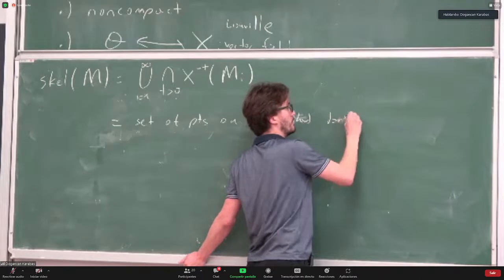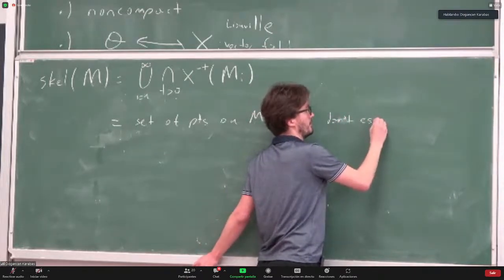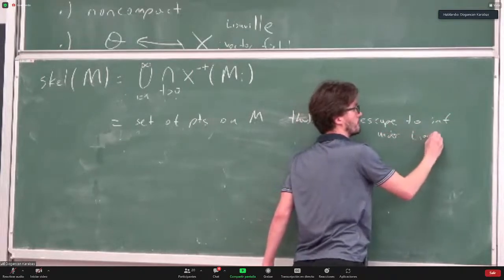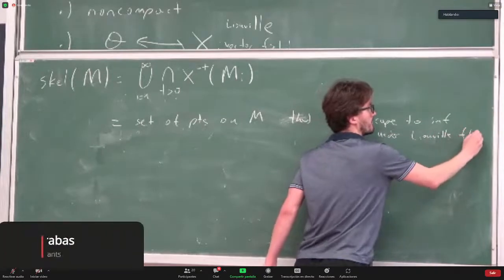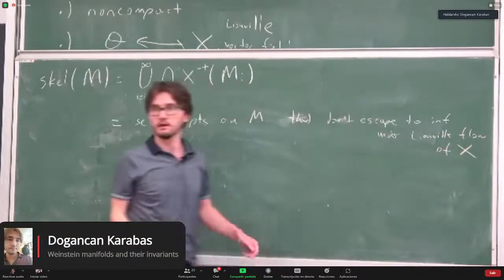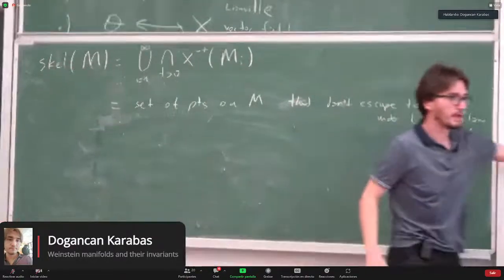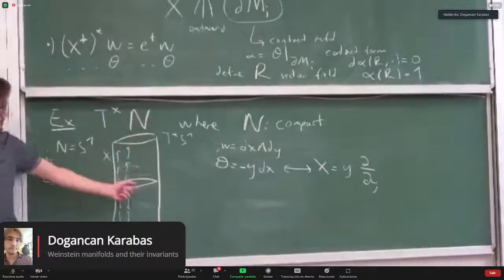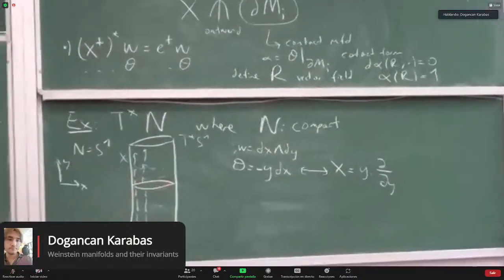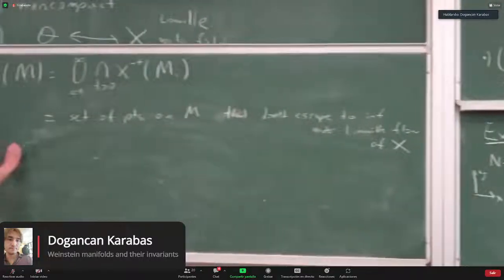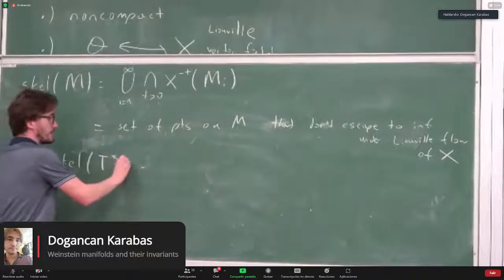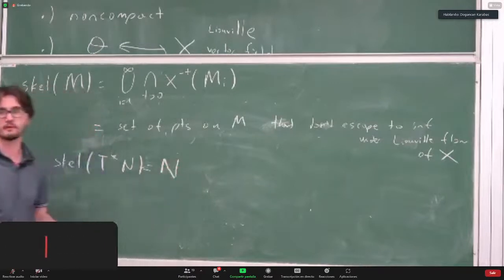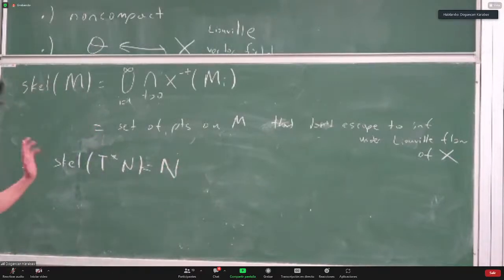So for the cotangent bundle, under the Liouville flow, indeed, if you look at this example, take any point outside of the zero section, it will escape to infinity, right? Only the zero section will stay. So the immediate result is that the skeleton of the cotangent bundle is its zero section. And in this example, you don't need to work with S1. So we have this result.